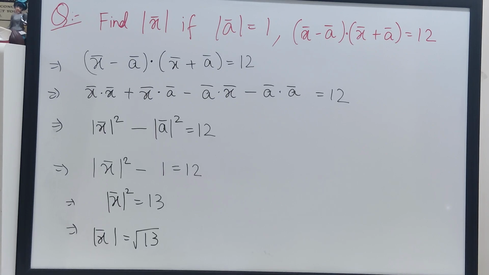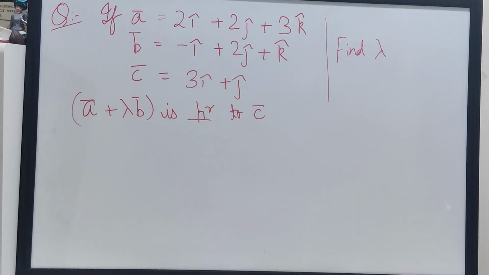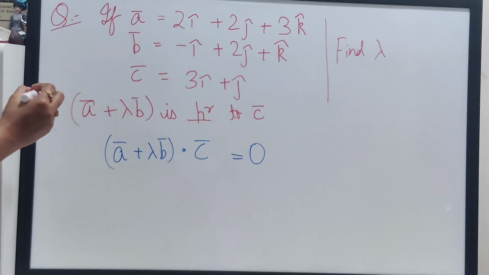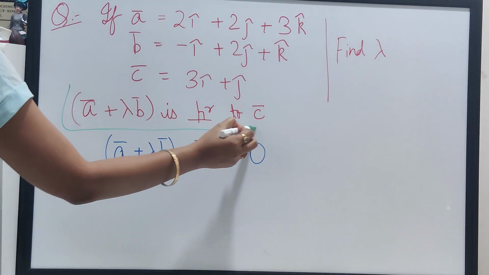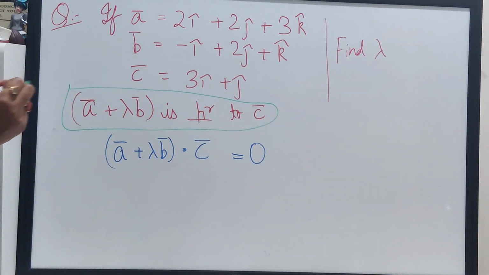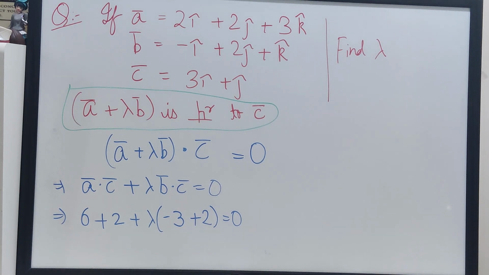Next question, if A, B, C are given and A plus lambda B is perpendicular to C vector, you have to calculate the value of lambda. So this can be written as (A plus lambda B) dot C is equal to 0, since it's already given that they are perpendicular to each other. Now expand the equation, it will be A dot C plus lambda B dot C. Put the values and lambda is 8.